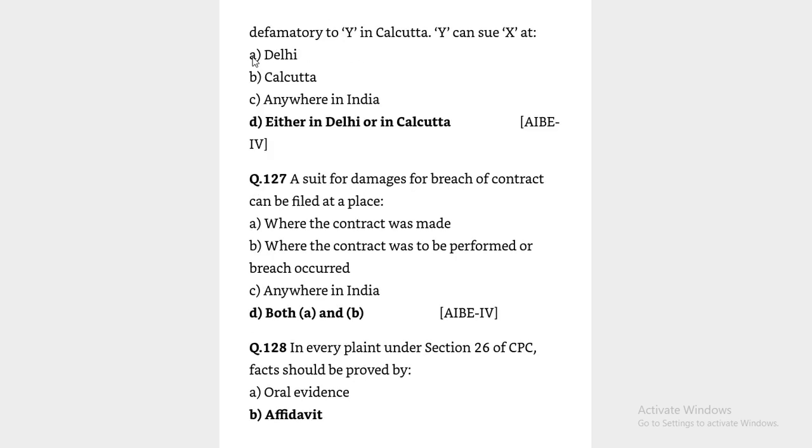X residing in Delhi publishes a defamatory statement about Y in Calcutta. Y can sue X both at Delhi as well as at Calcutta. A suit for damages for breach of contract can be filed at the place where the contract was made, where the contract was to be performed, or anywhere in India. So both A and B: where the contract is made or where it is to be performed. These are the two places a suit for damages can be filed.